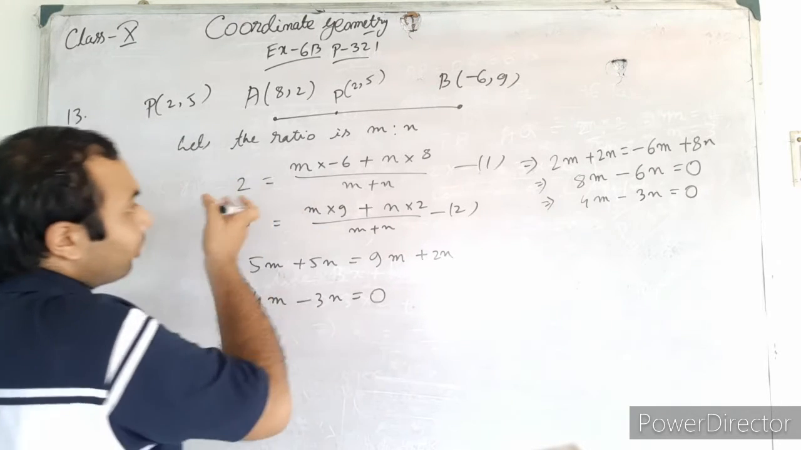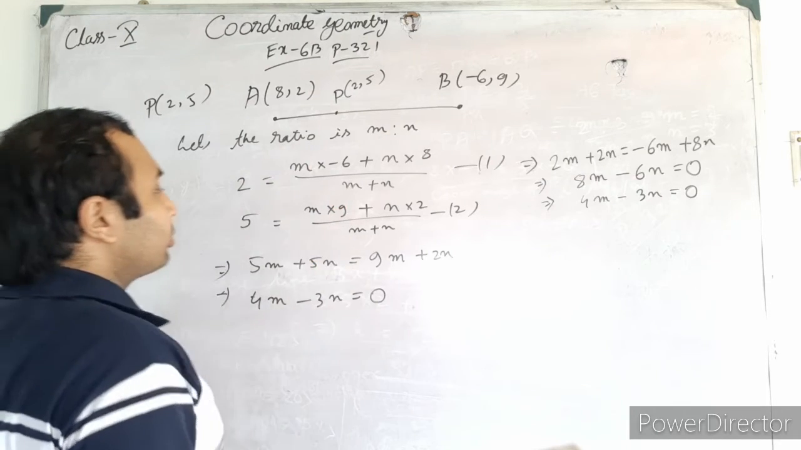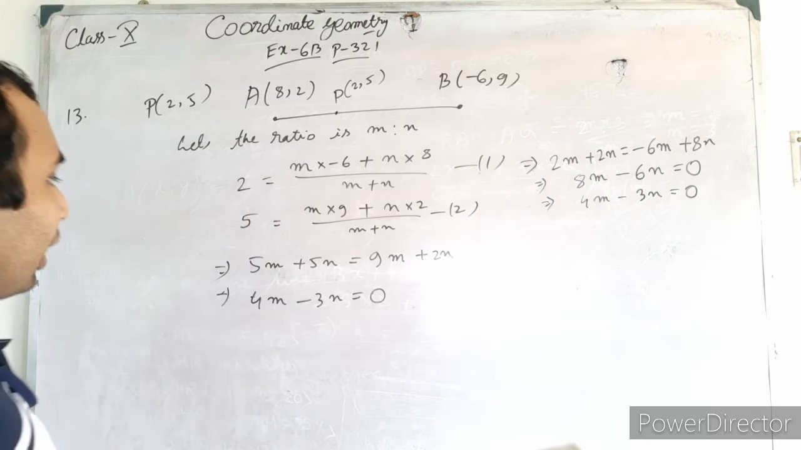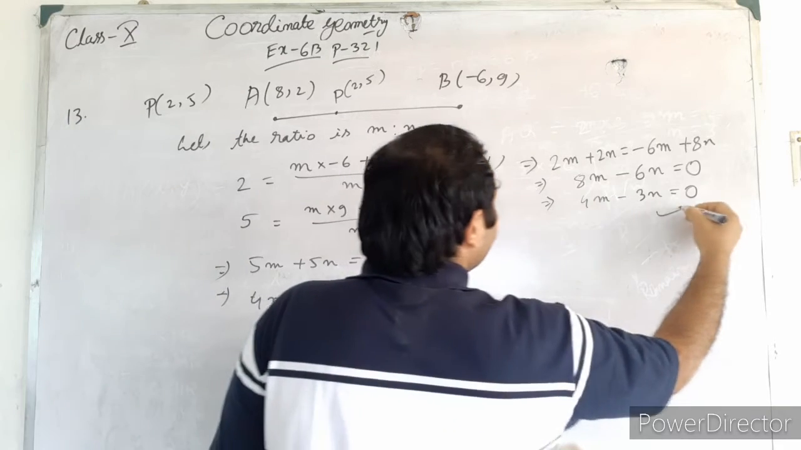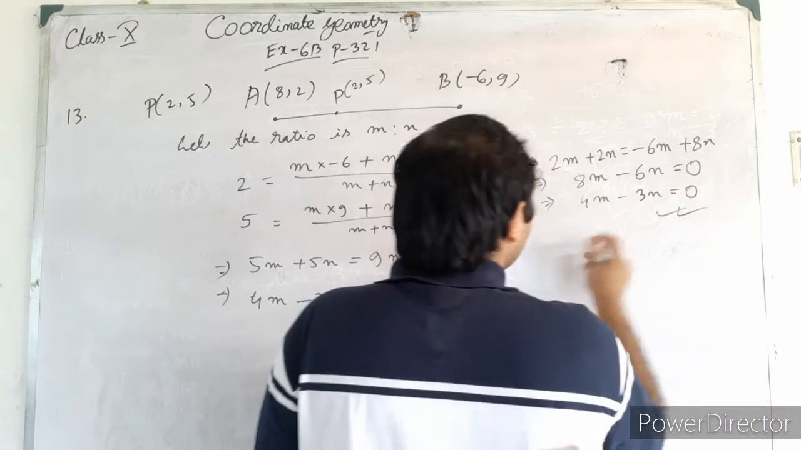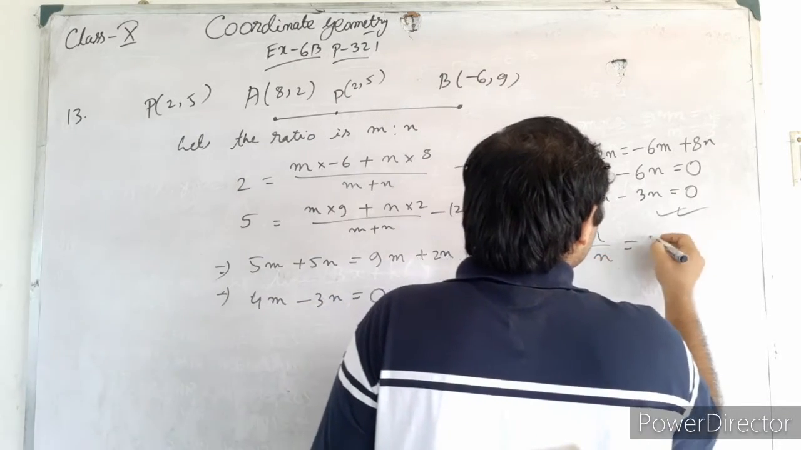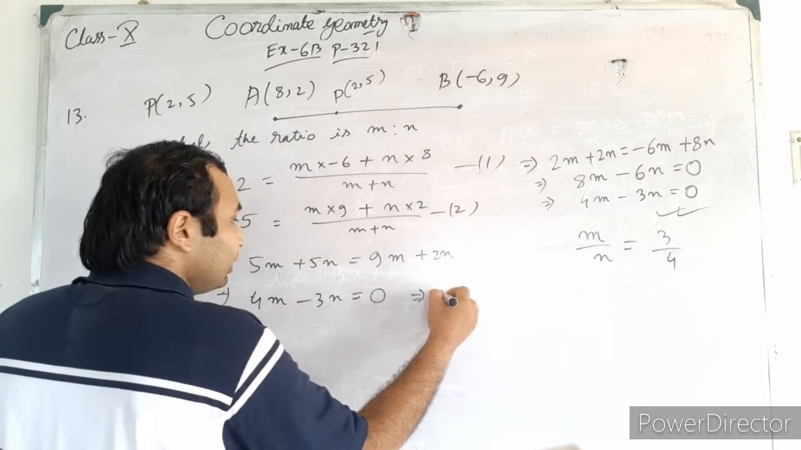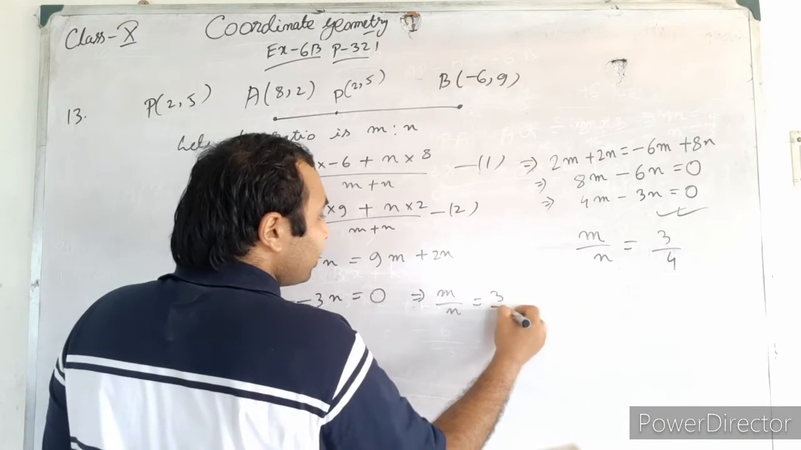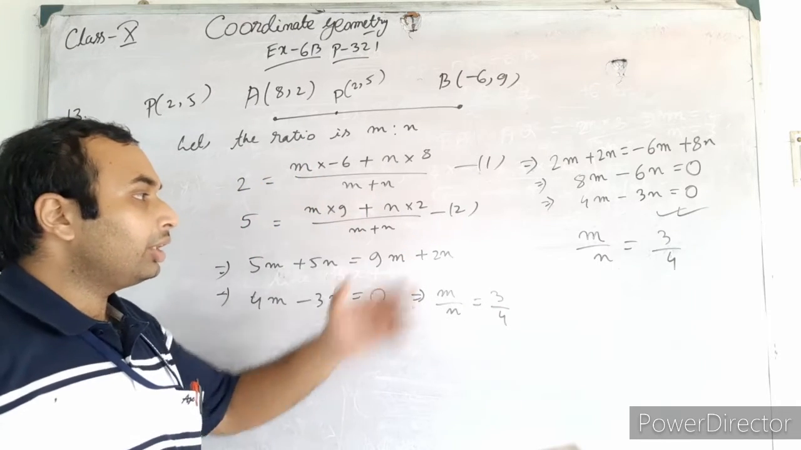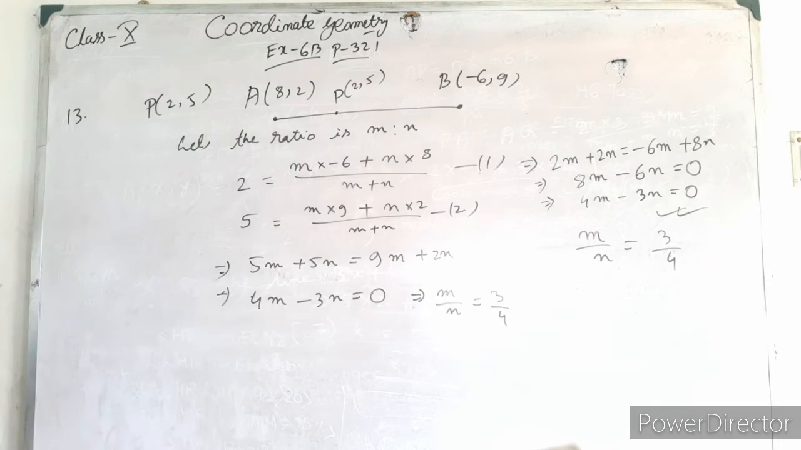You can solve from any one of the equations. I am taking this one. From here directly you can say m by n equals 3 by 4. Here also you will see m by n is coming 3 by 4. So from either equation you get m:n equals 3:4. This is the answer.